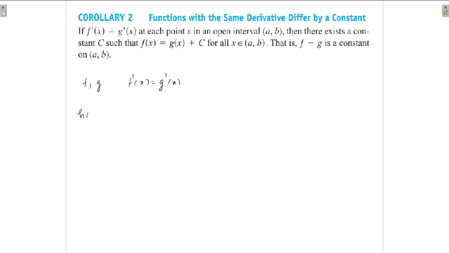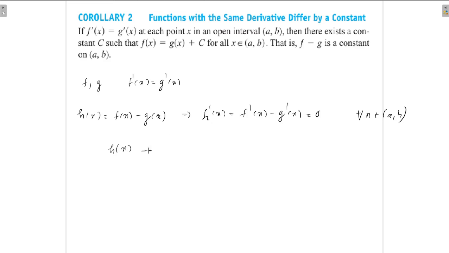For this we define h of x first. h of x equal to f of x minus g of x. Clear? This implies h dash x equal to f dash x minus g dash x, and this is equal to 0 for all x belongs to open interval AB. Then the previous theorem shows that whenever the derivative of a function equals 0 at all the points x belongs to AB, we can say that the function h of x is a constant. So h of x is equal to some c for all x belongs to AB.